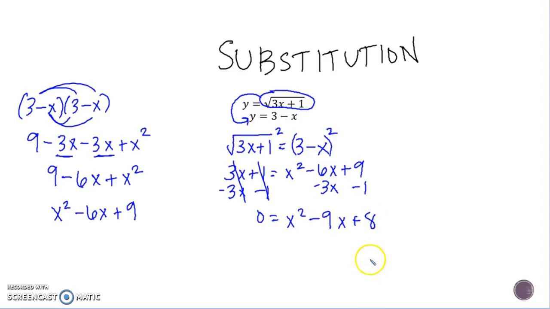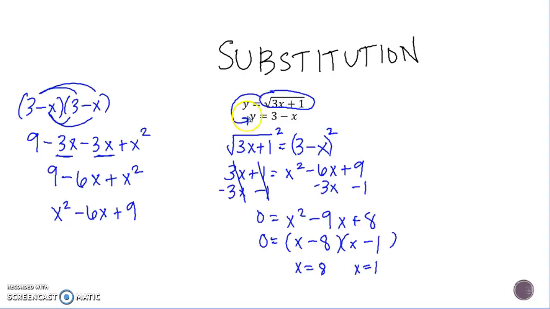Remember, you can solve a quadratic by factoring, graphing, quadratic formula, or completing the square. This one's easily factorable, so I'll skip straight to parentheses. I need numbers that multiply to 8 but add to negative 9. And that would be negative 8 and negative 1. So x equals 8 and x equals 1. Remember, that's only half of my answer. I've got to plug it back in and find the y.